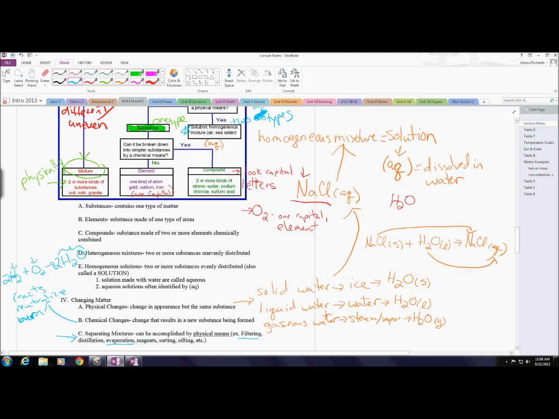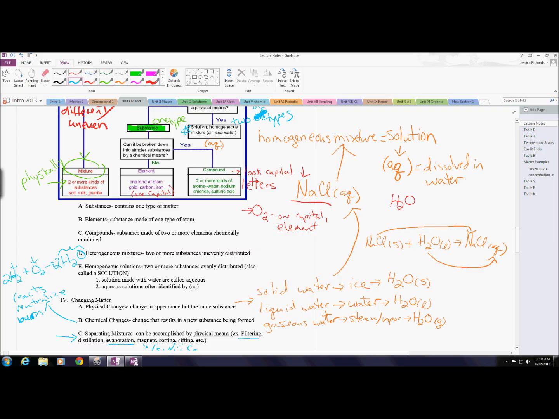Magnets, remember that the only three metals that are magnetic are iron, nickel, and cobalt. All of the other metals are not. So if you have iron, nickel, and cobalt, you can separate them with a magnet. Sorting, hand sorting through things. That's a great way to sort M&Ms. Sifting, we use the soil sieves, get the rocks and the dirt separated by size.